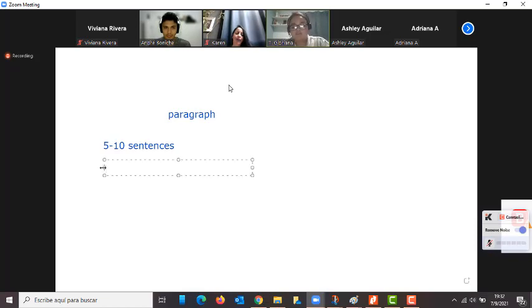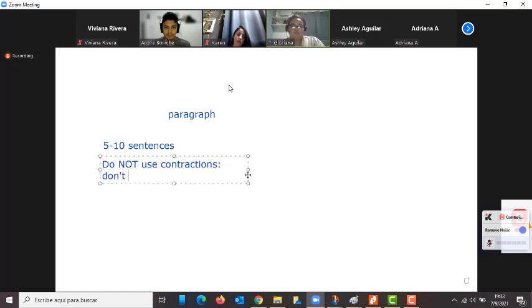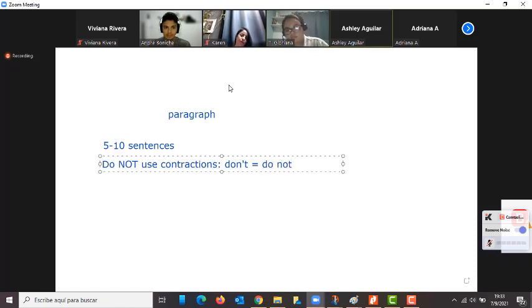Now, for a paragraph, you are not going to use contractions. When we write, we do not use contractions. What is a contraction? For example, when you say don't. This is a contraction. How are we not going to use don't? We put the complete form. So no contractions.